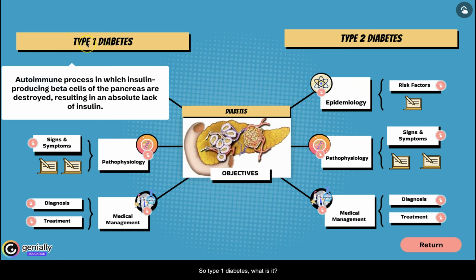So type 1 diabetes, what is it? It's an autoimmune process in which insulin producing beta cells of the pancreas are destroyed, resulting in an absolute lack of insulin. For example, we mentioned in the previous lecture that with glucose regulation, when you have high levels of glucose in the blood, what happens? The pancreas releases insulin, right? Now, in type 1 diabetics, the pancreas cannot release insulin because the beta cells of the pancreas that are responsible for the insulin are destroyed. So there's an absolute lack of insulin in the body, right?